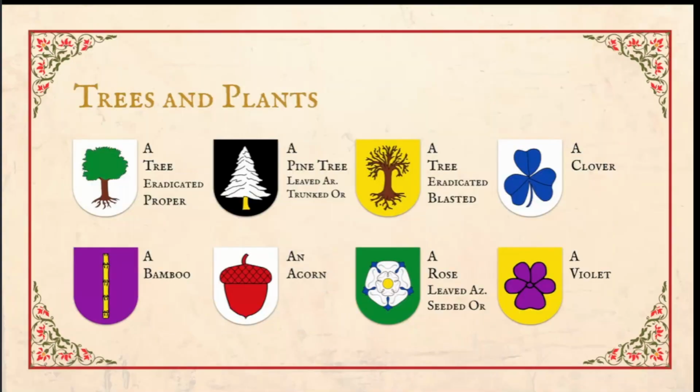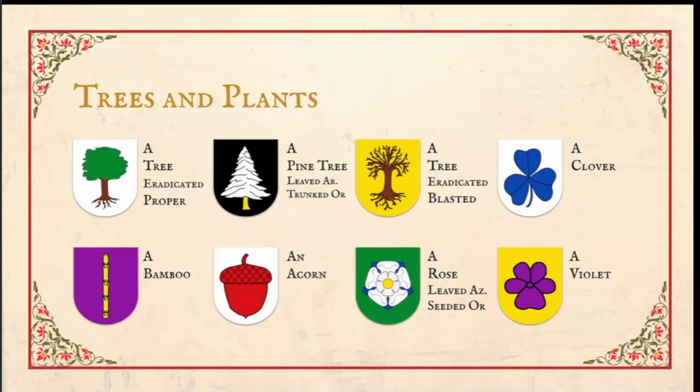We've done fauna. Let's do flora, so trees and plants. If you're telling me that we ripped the tree up by its roots, that is called eradicated, and you'll see the roots at the bottom. If you want to tell us that it's nicely cut, you just don't say eradicated, and it's just got a nice small part there.